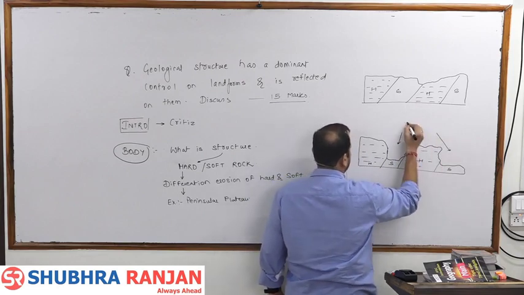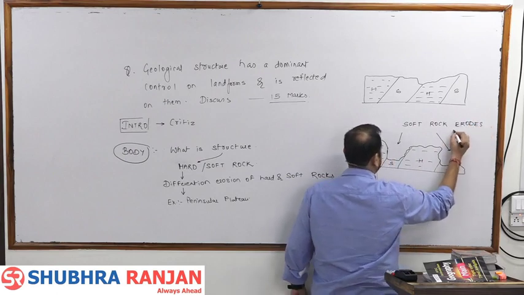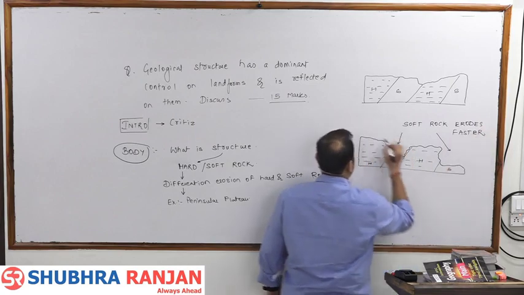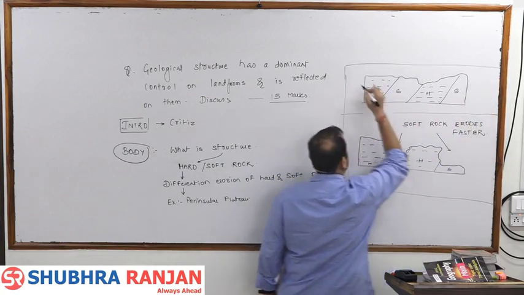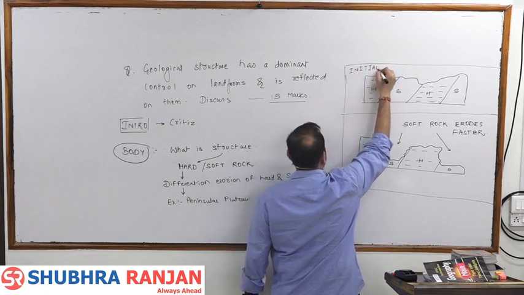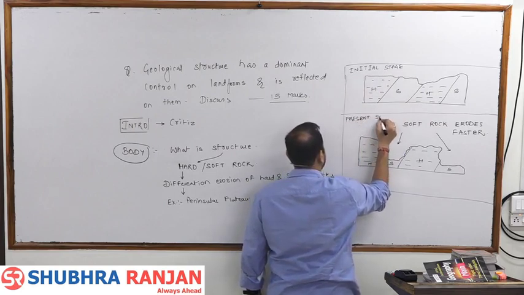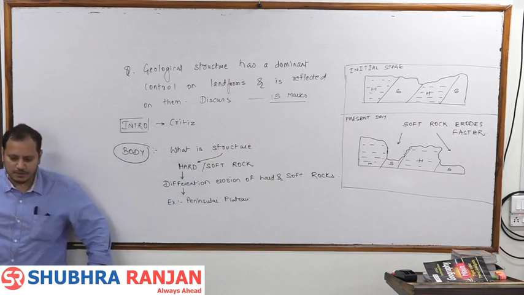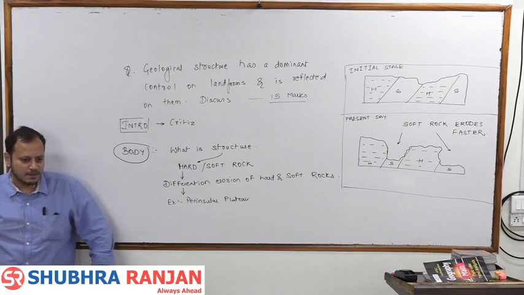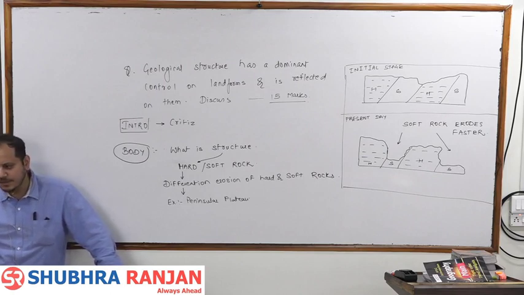In the exam, if you can make the diagram like this, very fine, otherwise skip it. One is the initial landform, the other is the present day landform. What we have shown is that the softer rocks have eroded at a faster rate than the harder rocks. In the exam, try to make the diagram with the pen rather than pencil. Fine. You will save time.